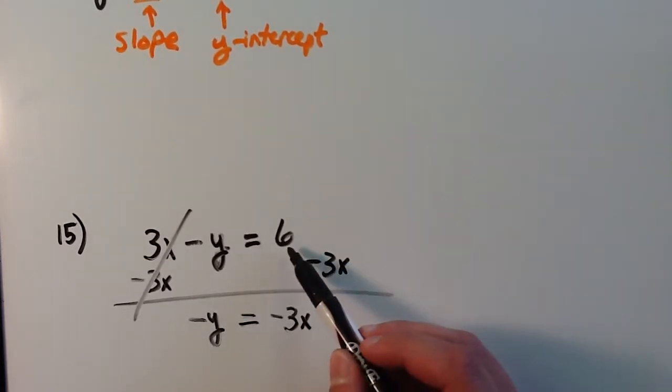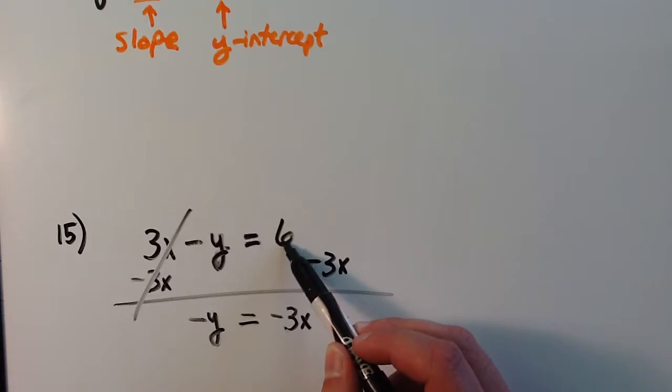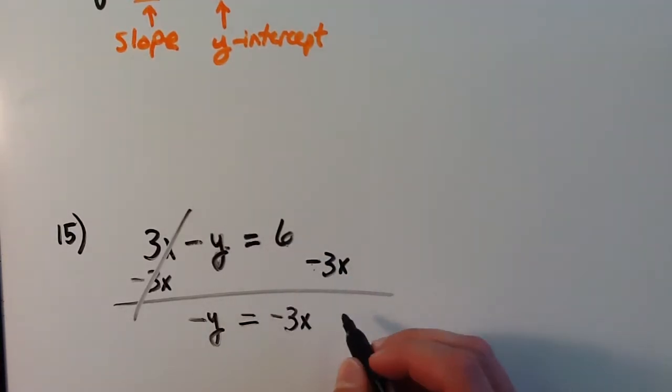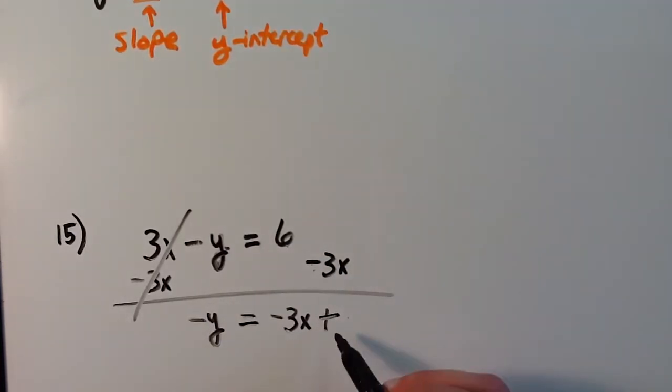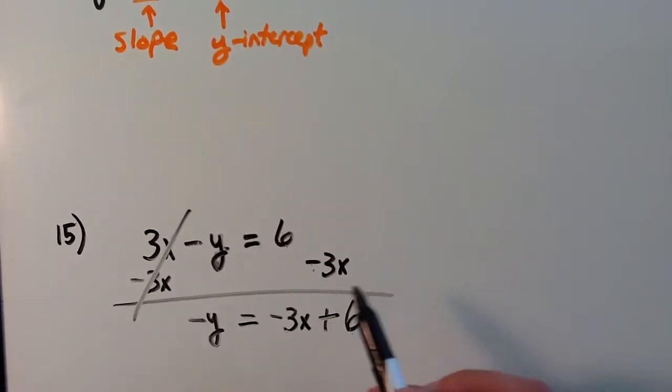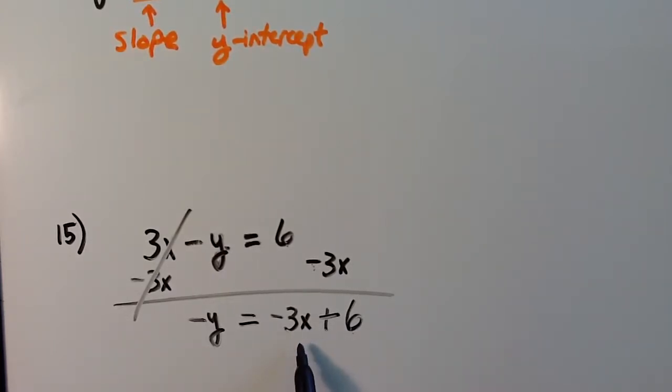Here's my constant term, the number with no variable next to it. Is this 6 positive or negative? Well, there's no negative sign in front of it, and so it is positive. So I put a plus sign, positive 6. All right, so 6 minus 3x is the same thing as negative 3x plus 6. And so now my equation is negative y equals this.